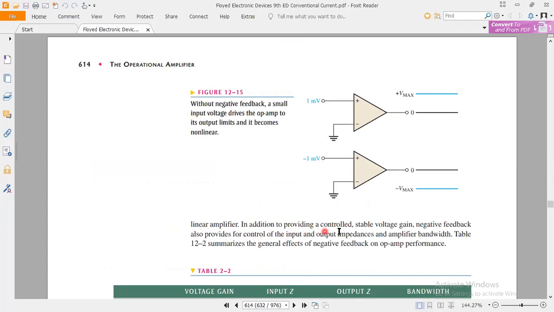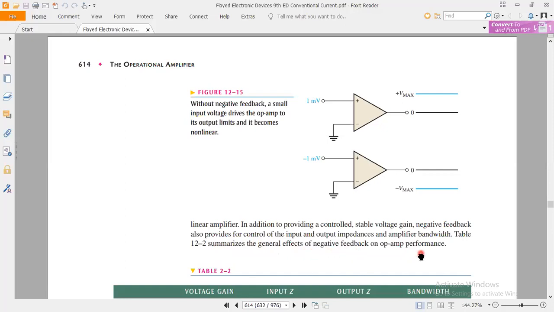In addition to providing controlled and stable voltage gain, negative feedback also provides control of the input and output impedances and amplifier bandwidth. That statement is very important and should be understood by the students. The table represented in the figure below summarizes the general effects of negative feedback on op-amp performance.